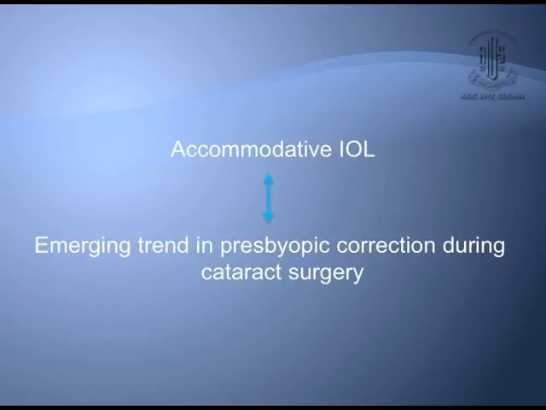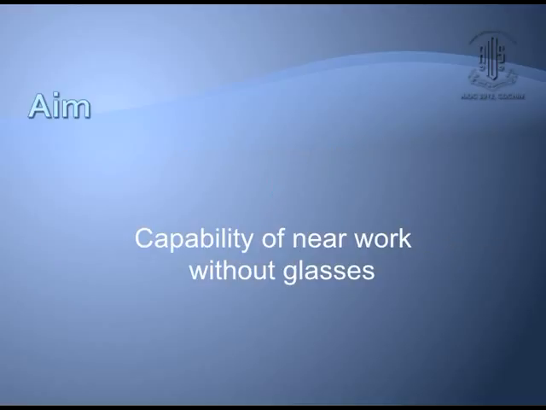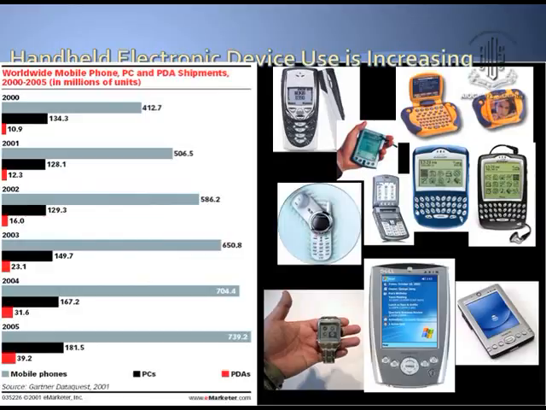Accommodative IOL is now an emerging trend in presbyopic correction during cataract surgery because the demand of the patient is increasing day by day. They don't want the glasses, as you see in the refractive also. Phakic patients also need that, not needing glasses. So the basic aim is the ability to do near work without glasses. Patient needs, as Arvind mentioned, differ: there is different work at near and intermediate.